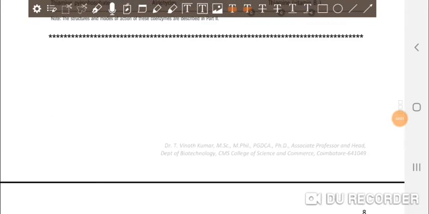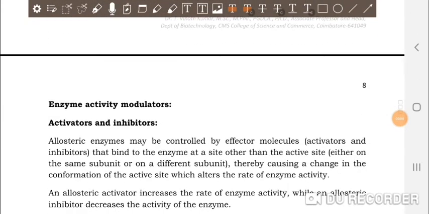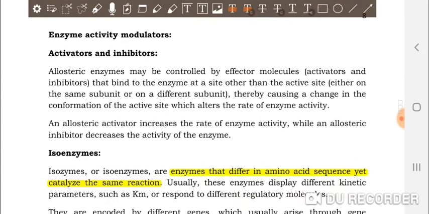Next to coenzymes and cofactors, we are going to study enzyme activity modulators. We have two different types of modulators: one is activator and another is inhibitor. Allosteric enzymes may be controlled by effective modulators, both activators and inhibitors, and these will modulate the enzyme activity.